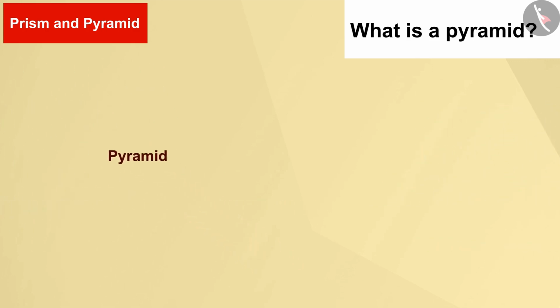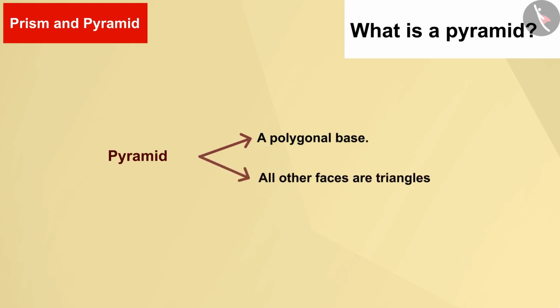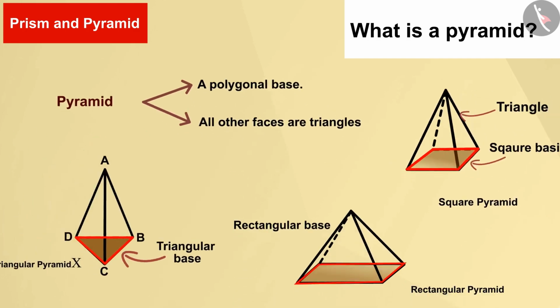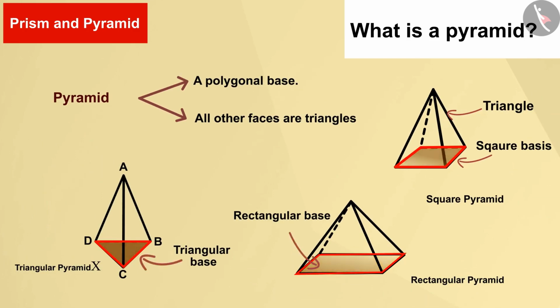So, how can we define a pyramid now? The pyramid is a solid figure with a polygonal base, and all other faces are triangles. Pyramids are classified according to their base. Remember that all the faces in a pyramid are triangles except the base.